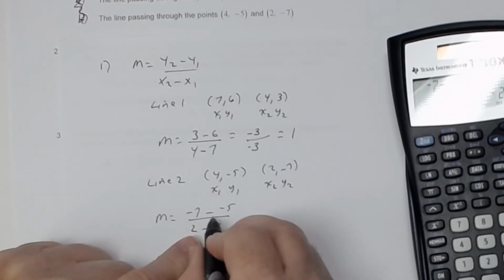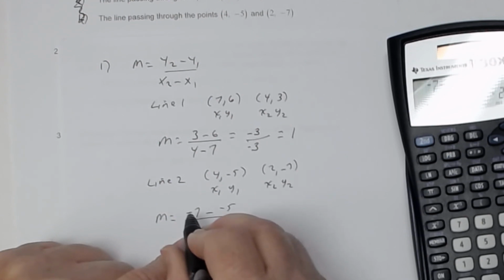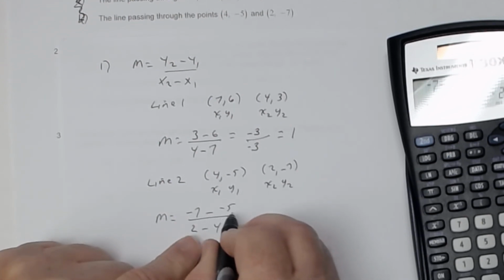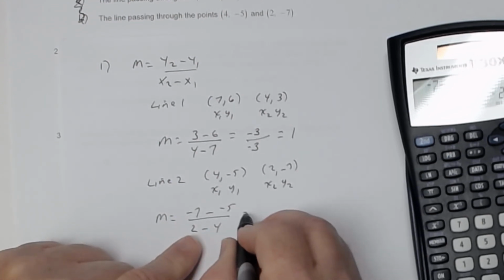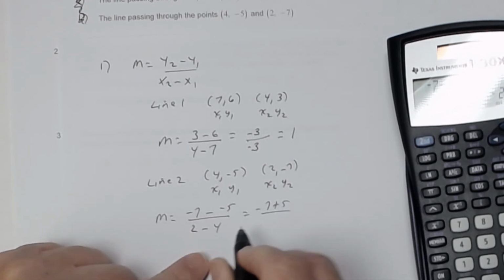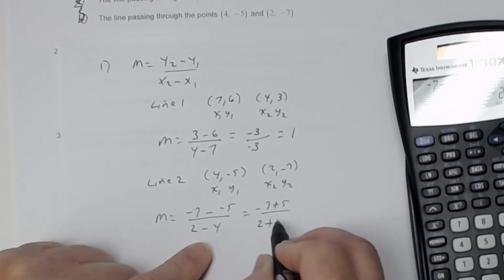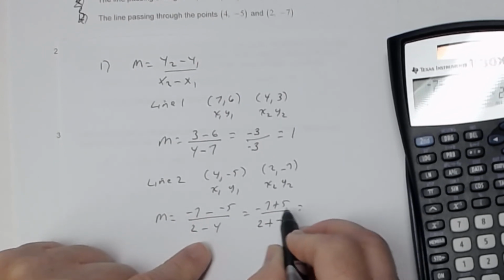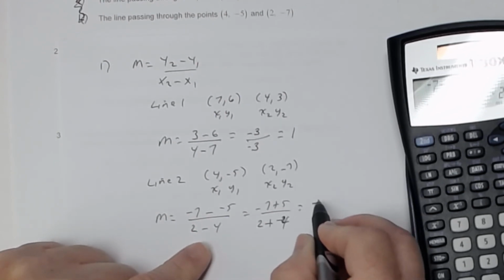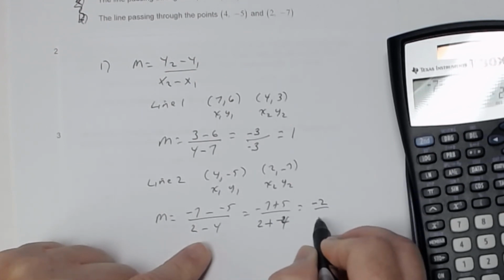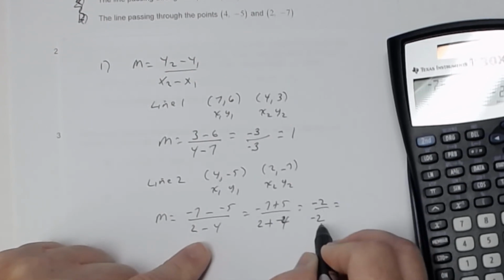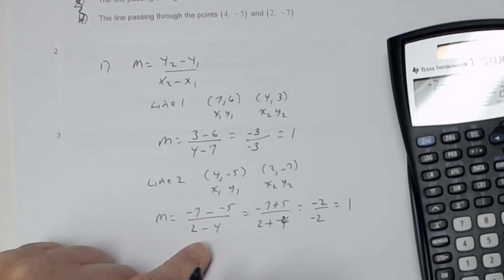You're going to remember, always change subtraction to addition. So it becomes negative 7 plus the opposite of a negative 5. So that's negative 7 plus 5. And then this becomes 2 plus the opposite of 4, which is a negative 4. Well, negative 7 plus 5 is a negative 2. Negative 2 plus a negative 4 is a negative 6? And then negative 2 divided by negative 2 is a positive 1.